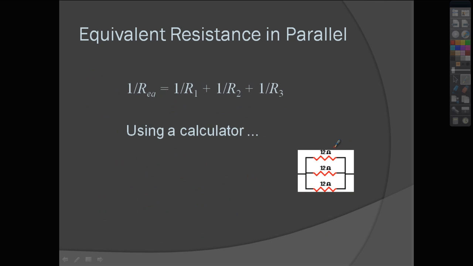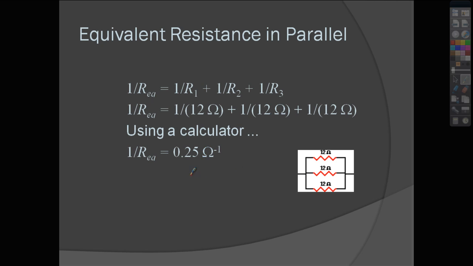So here's a quick simple little example. All of these resistors are in parallel. They're all equal to 12 ohms. So 1 over 12 plus 1 over 12 plus 1 over 12 gives us 3 over 12, which gives us 1 over R_EQ equals 0.25 ohms. Now you're not done here. This is 1 over R_EQ. We need to find R_EQ. How we do that is we do 1 divided by this number, and you get an equivalent resistance of 4 ohms. Notice for parallel circuits that the equivalent resistance is less than any of the individual resistors. So adding more resistors is only going to make this go down.